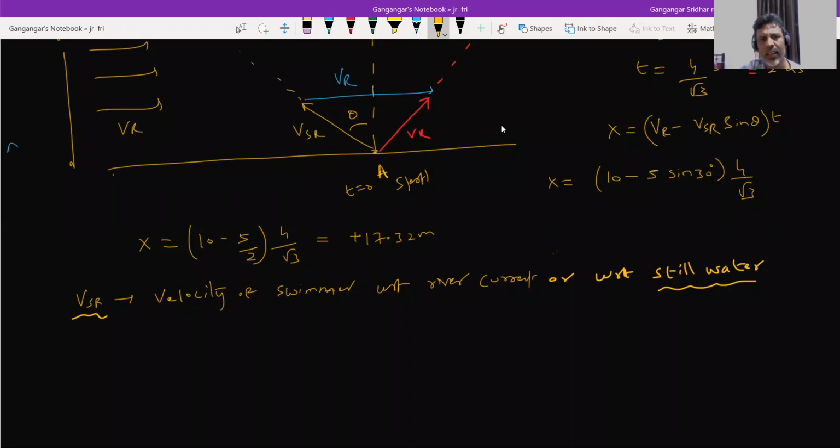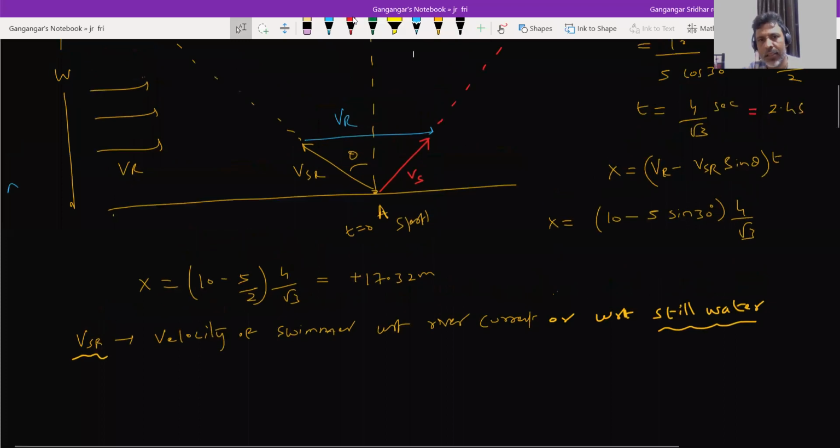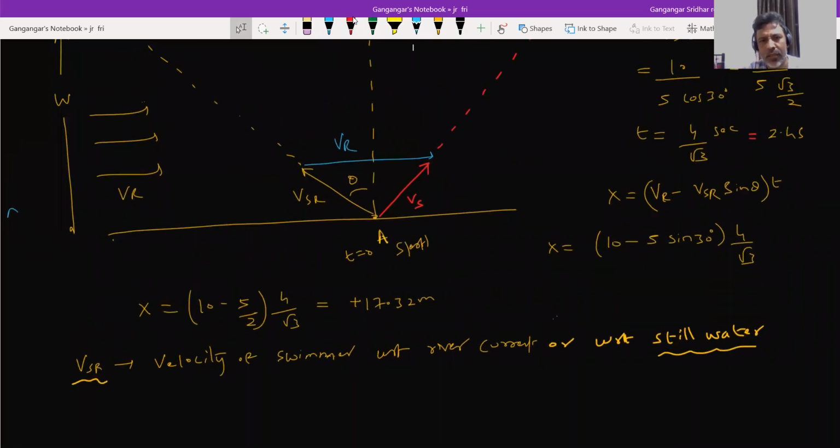Any reason for that? See, what is this VS? Velocity of swimmer with respect to ground it is. What is VSR? Velocity of swimmer with respect to river. And if you stand on the bank, how do you feel? River flowing towards right. So this is one thing. You have plenty of numericals, instead of writing like this, with respect to river current, they're saying still water. So don't get confused here. Both are one and the same.